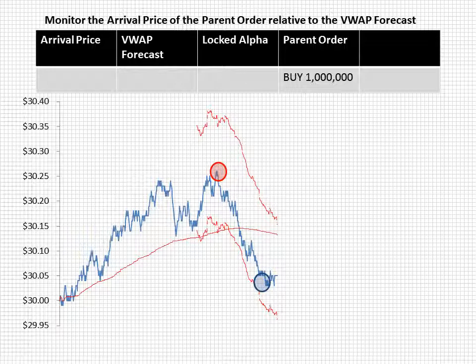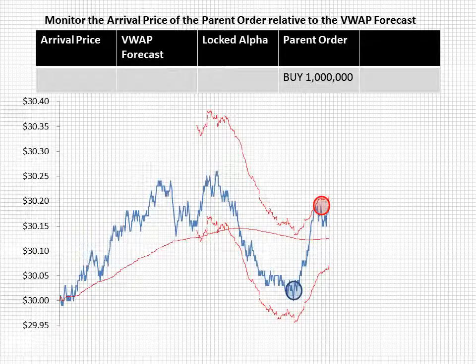During the next trade, we've captured an additional 28 basis points in locked alpha. This lowers our arrival price to $29.46 against the VWAP forecast of $29.97 to $30.17. So the arrival price of our buy order is below the VWAP forecast.